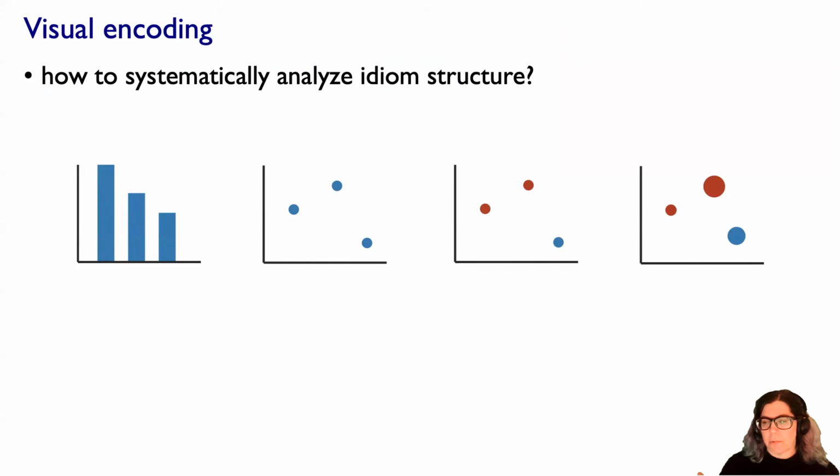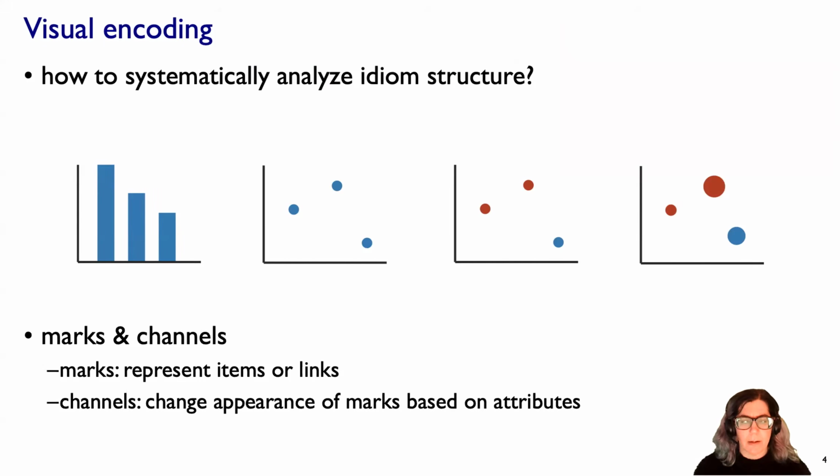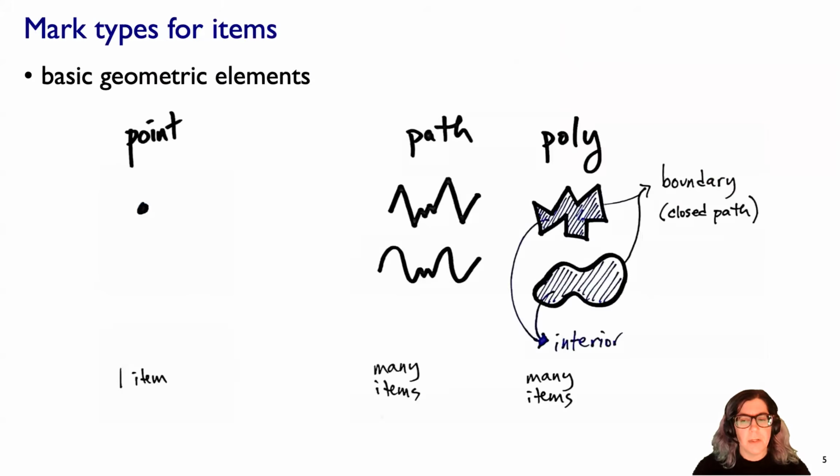So let's imagine we have some basic chart types, bar charts, scatter plots. How could we systematically analyze the structure of those? So we're going to break things down according to marks and channels. And marks are these geometric primitives that are going to represent items or links. And channels are going to change the appearance of those marks based on attribute values. So let's dive into that a little more.